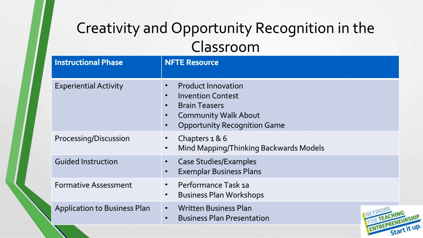For guided instruction, you can have students look at case studies and other examples. Here, exemplar business plans can be really useful, as well as Ava's Edibles case study. To assess learning, you can use Performance Task 1A, as well as the business plan workshop component. So here you can actually have students look at the activity rubrics, things that they've actually produced, and have them look at their creative aspects throughout the process. And then finally, the most important aspect is the application to the business plan. Students should use their own work and their business plans as a demonstration of learning and of practicing creative thinking.